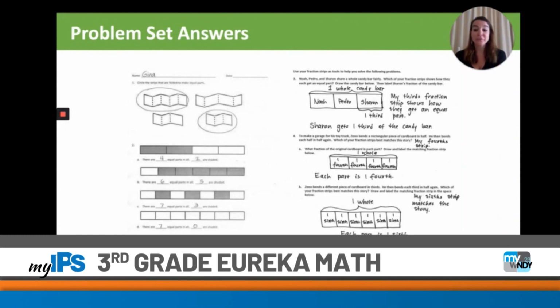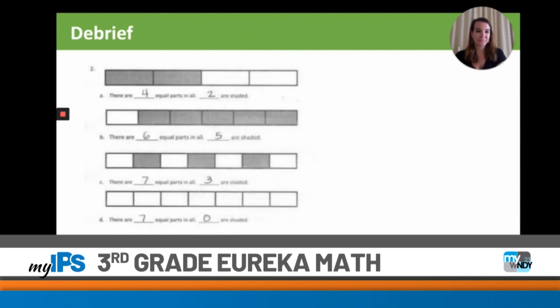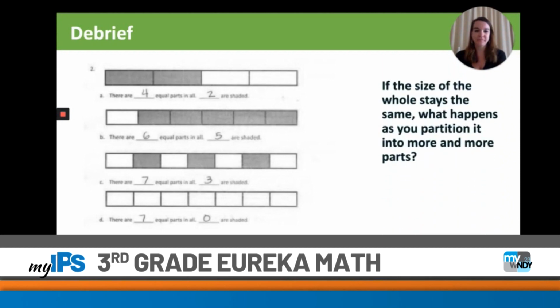We're going to zoom in now on problem number 2. So you can use your problem number 2 on your problem set, or you can look at the one on the screen. But either way, I want you to think about and answer the following question out loud. If the size of the whole stays the same, what happens as you partition it into more and more parts?